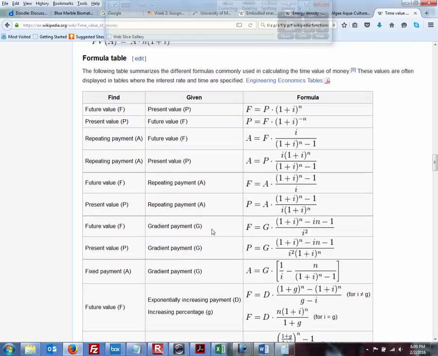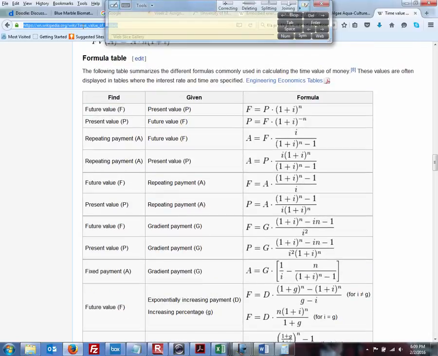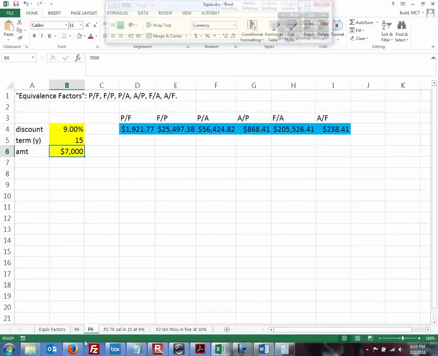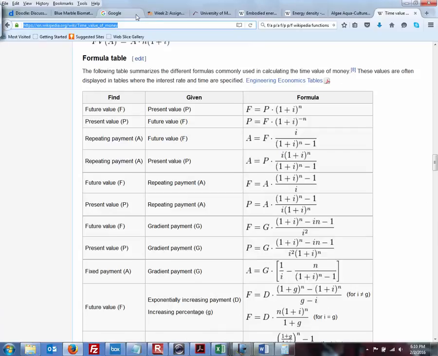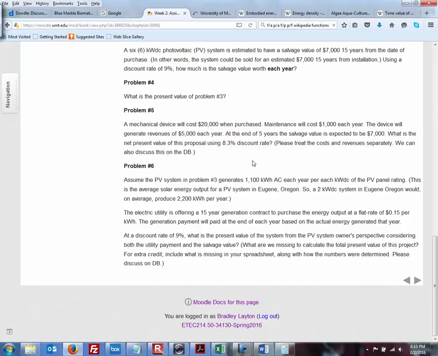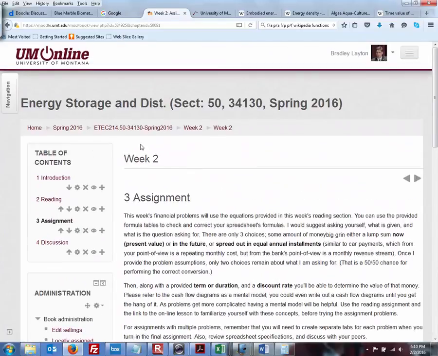Well, that'll help. Yeah, this is a good one. I'll even take that and post it to the website here while we're at it. We're logged in.